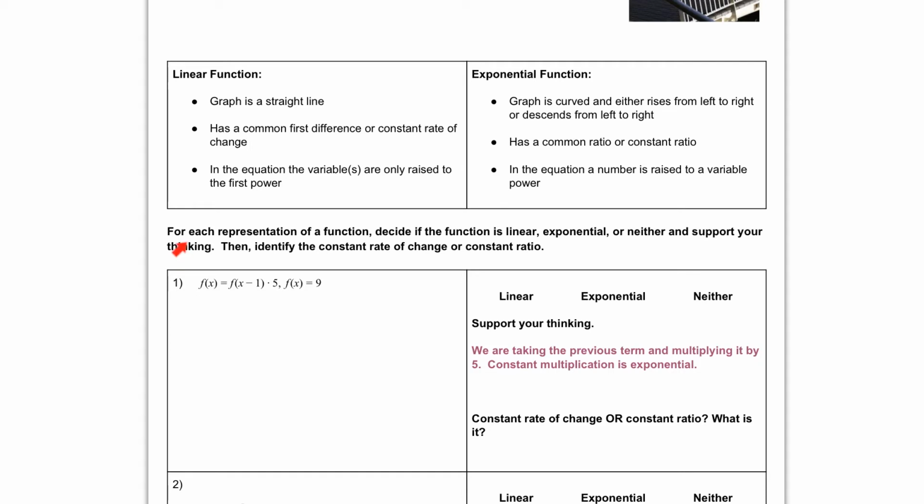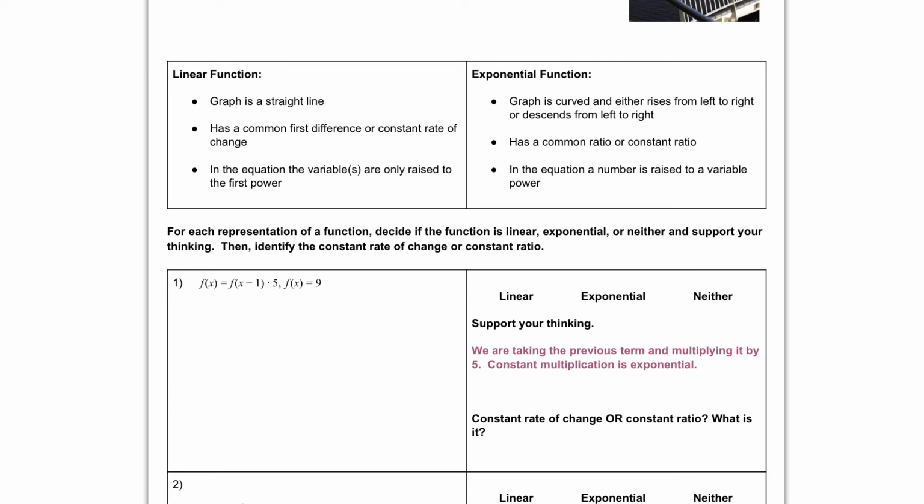So for number 1, it says for each representation of a function, decide if the function is linear, exponential, or neither, and support your thinking. Then identify the constant rate of change or constant ratio. So in number 1, we have f of x is equal to f of x minus 1 times 5.